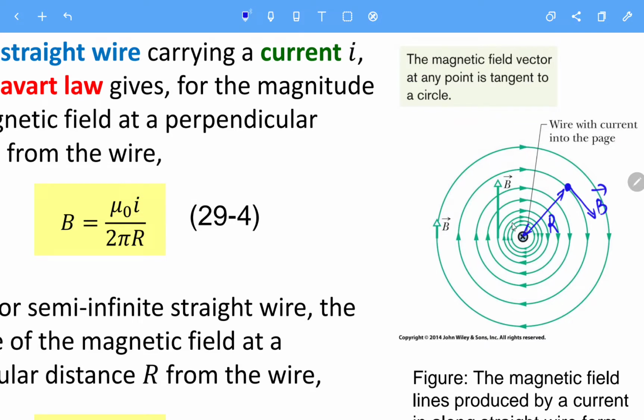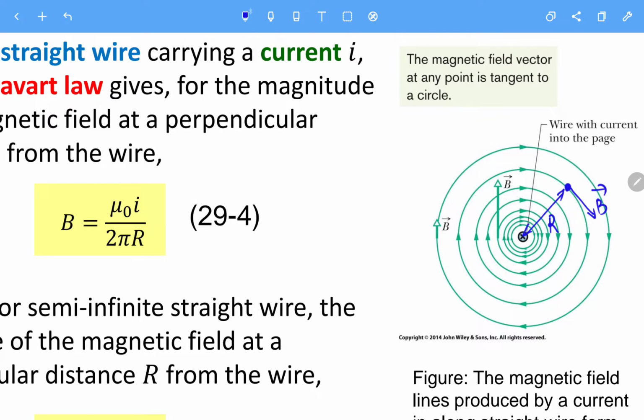All these B field lines are concentric circles. And the direction follows the right hand rule. How to use the right hand rule here: you use your thumb pointing in the direction of the current. This is into the page, so you point your thumb into the page. And then your fingers will curl in the clockwise direction, which means that the B field is rotating clockwise.